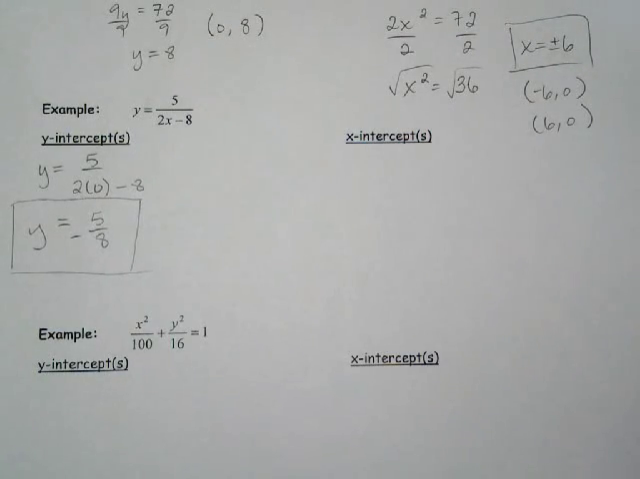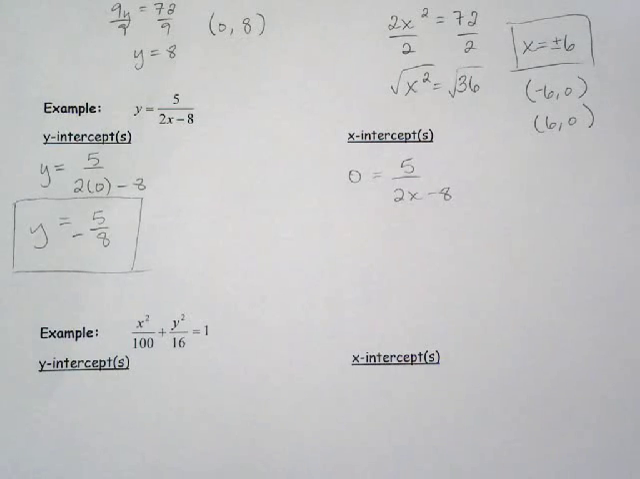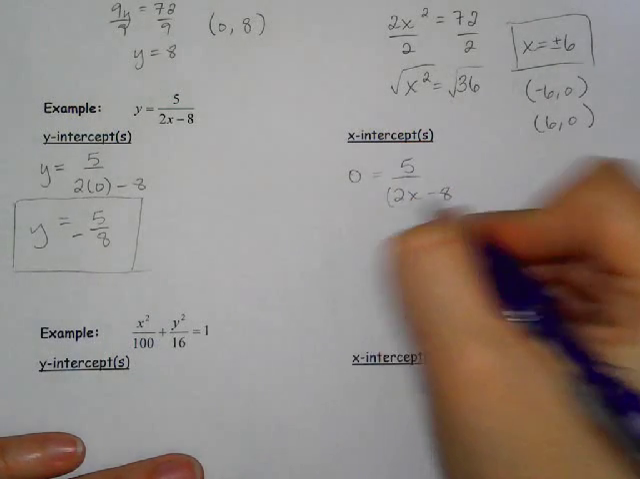The y-intercept is relatively simple. The x-intercept is not so much. Can anybody tell me how I solve that? You don't multiply by 5. Good, you multiply by the denominator. So, when we do that, I'm going to go ahead and put parentheses around here.